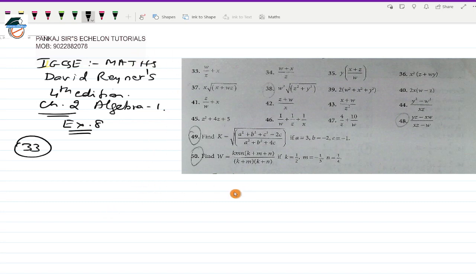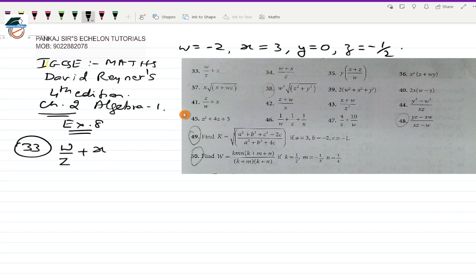So for all these questions, w you will have to take as -2, x as 3, y as 0, and z as -1/2. These are the values that you will have to take. Question number 33 is w upon z plus x. You have to evaluate this.